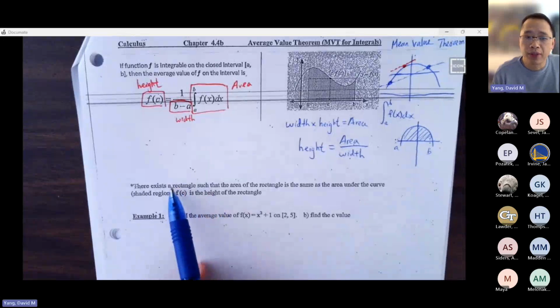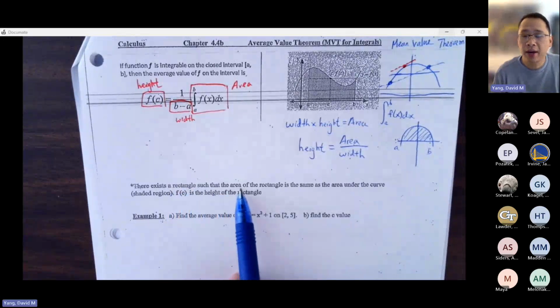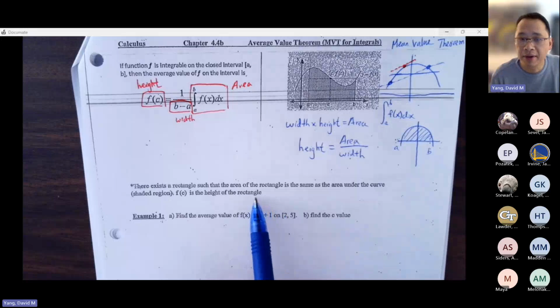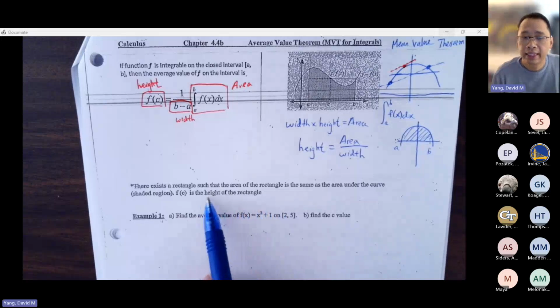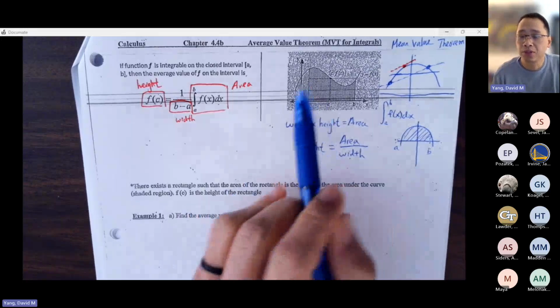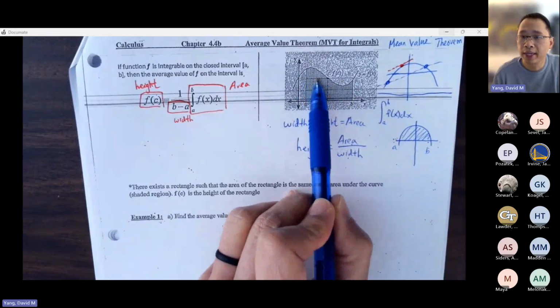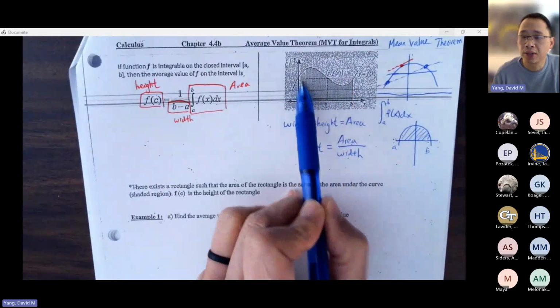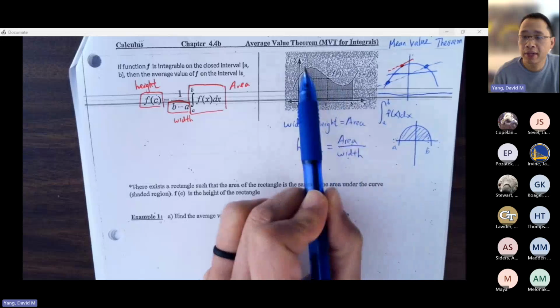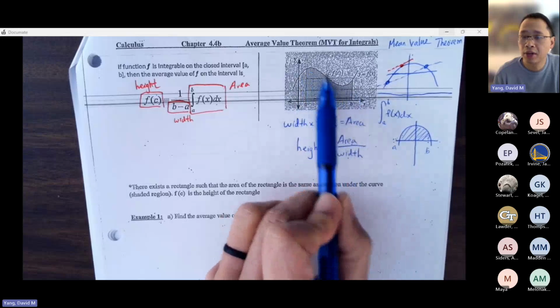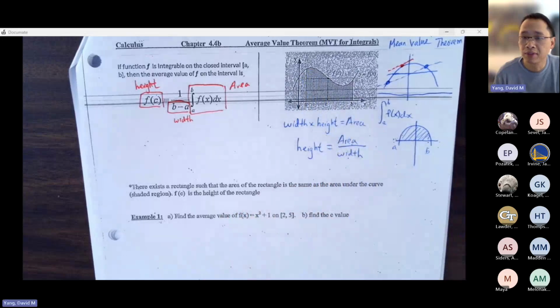We can also think of it this way. There exists a rectangle such that the area of the rectangle is the same as the area under the curve, and f of c is the height of the rectangle. So we can kind of imagine taking this shaded region and forming it into some rectangle that also shares the same area as this shaded region of this curve.